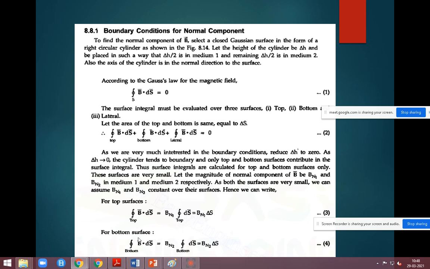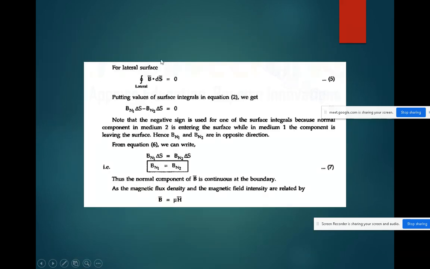In the same way, for the bottom surface, integral of B vector dot ds vector, the normal component can be written as Bn2 times the integral of ds vector. So integral of ds vector simply you can write as del s. Okay, so that is the top surface and bottom surface. Then for the lateral surface you are going to consider that value as 0.